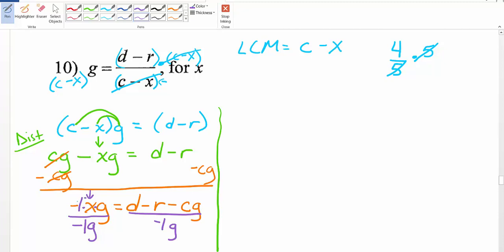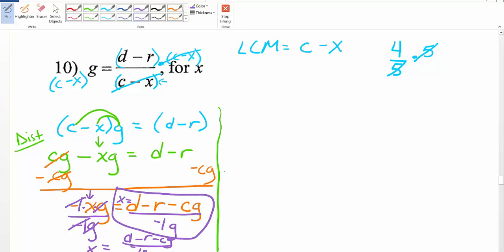And when we do that, we end up with the negative 1 canceling out with the negative 1, the g canceling out with the g, leaving us with just the x variable that we want, equals this whole thing, d minus r minus cg all over negative 1g. So pretty much x came out to be equal to this right here.